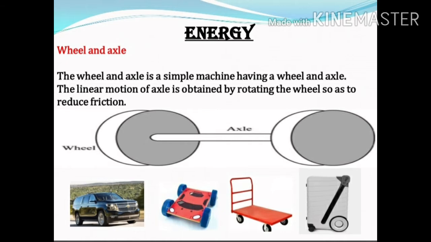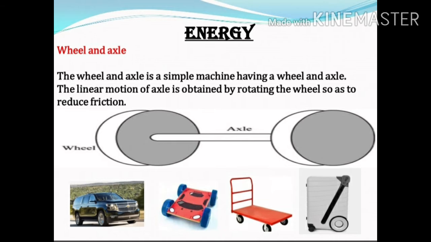Now, wheel and axle. The wheel and axle together form a simple machine in which the wheel is used as a roller while the axle is used in the center in the form of a cylindrical rod. That is, the wheel and axle is a simple machine having a wheel and axle. The linear motion of the axle is obtained by rotating the wheel so as to reduce friction.